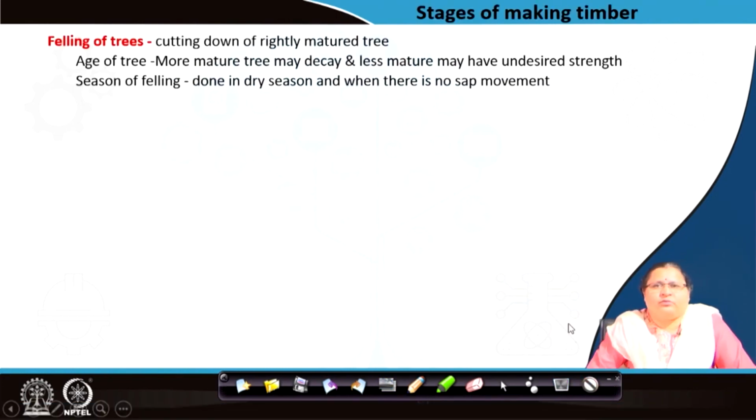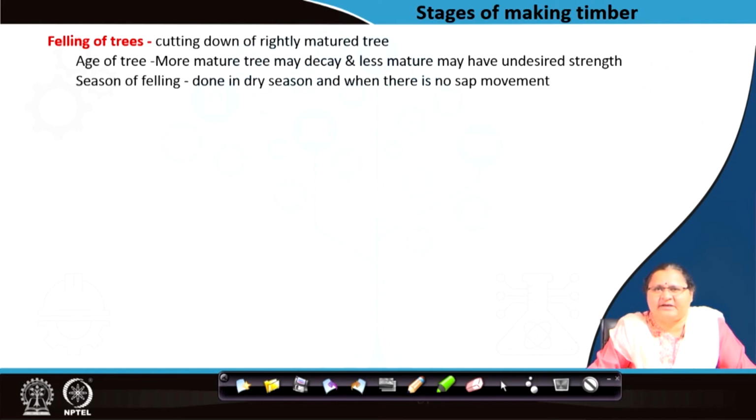Now, when we get some wood, what should we do? We see a number of trees, and is any one suitable for our purpose? No. You have to cut those trees which are rightly matured. So, the age of the tree is very important, and this process is called felling of tree.